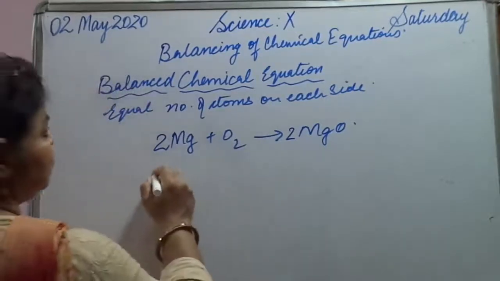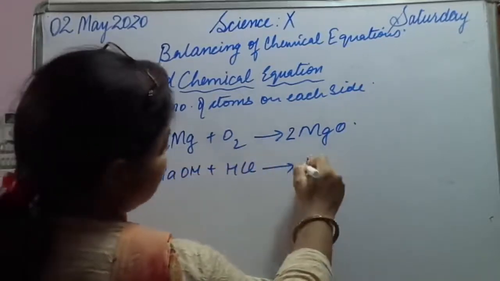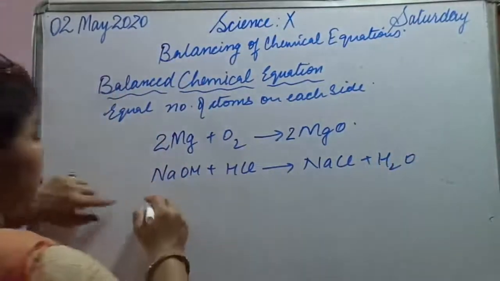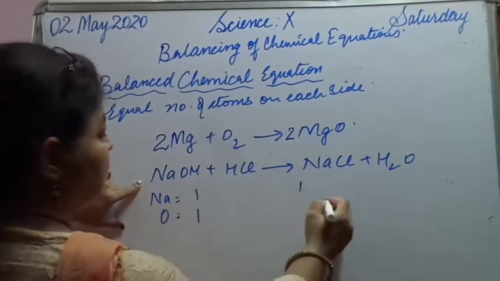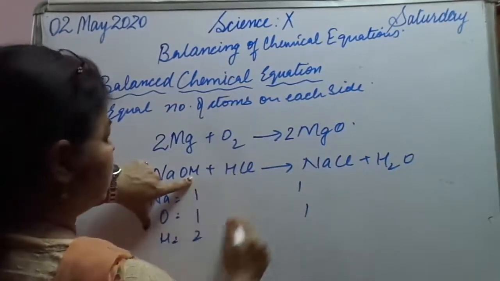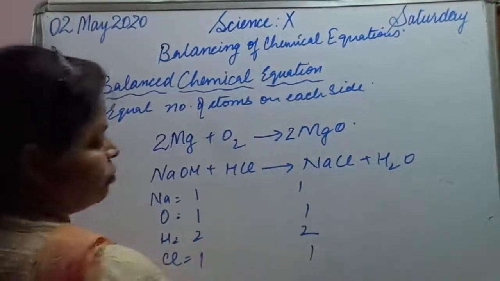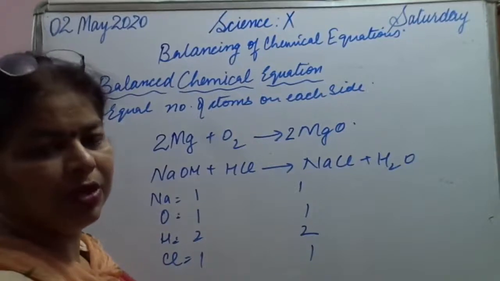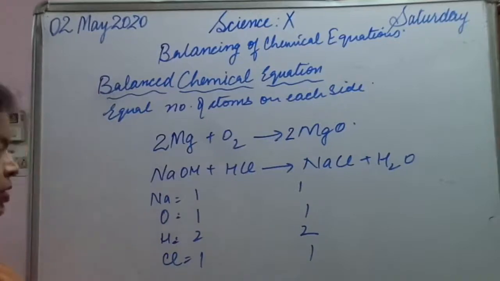Let us see the next one. NaOH plus HCl forms NaCl plus H2O. Just see if it is balanced. Sodium, how many? 1 here, 1 here. Oxygen, 1. Here also 1. What about hydrogen? It is 1, 2, 2. Here 2. What about Cl? It is 1, it is also 1. So it is already balanced. Some equations we can get which are balanced, and some we may get which are not balanced. So we need to balance them. Let us take some more examples.